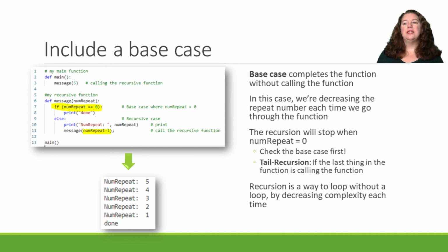Recursion is a way to loop without a loop. And each time you have to decrease the complexity. The complexity part has to be decreased. Again, if you never do a number repeat -1, or you never break down, do half of my sentence, then a third of my sentence, or then a quarter of my sentence, and break it down each time, your problem will never get smaller, and the recursion will go on forever. So the point is to end up with a smaller and smaller case until you get to your base case.